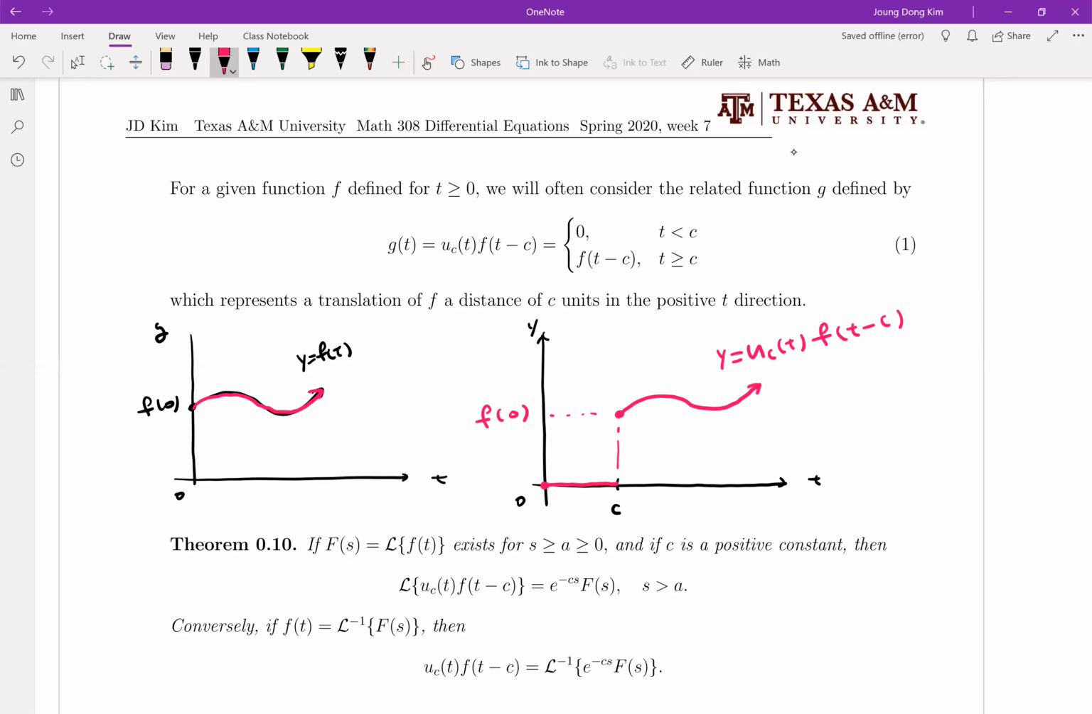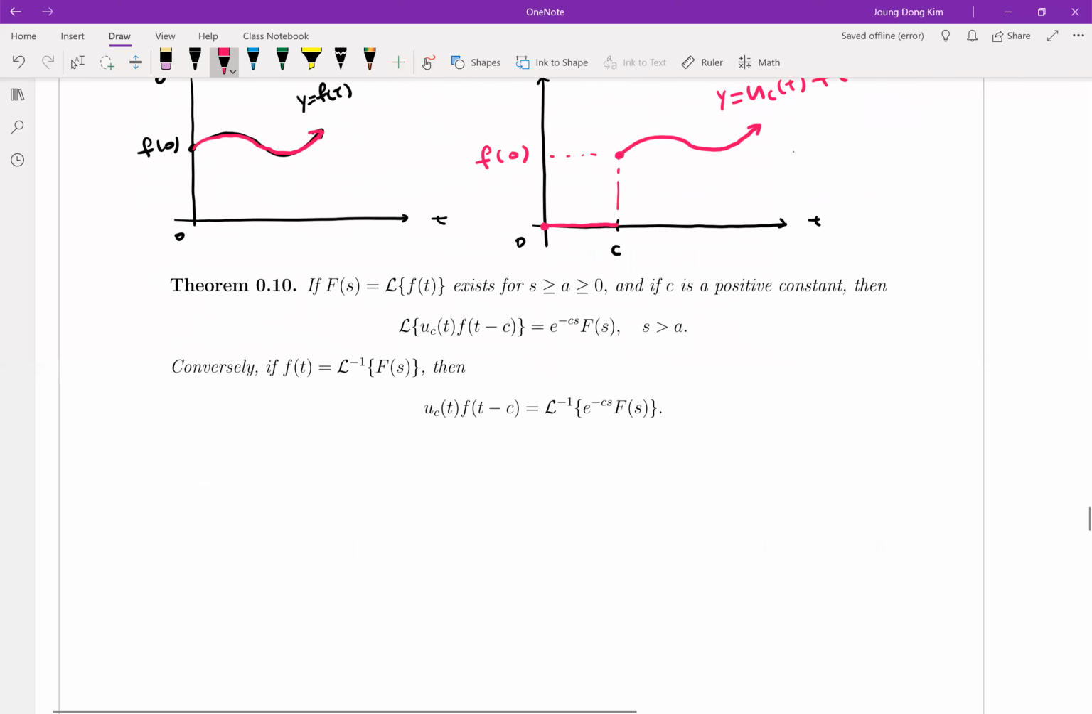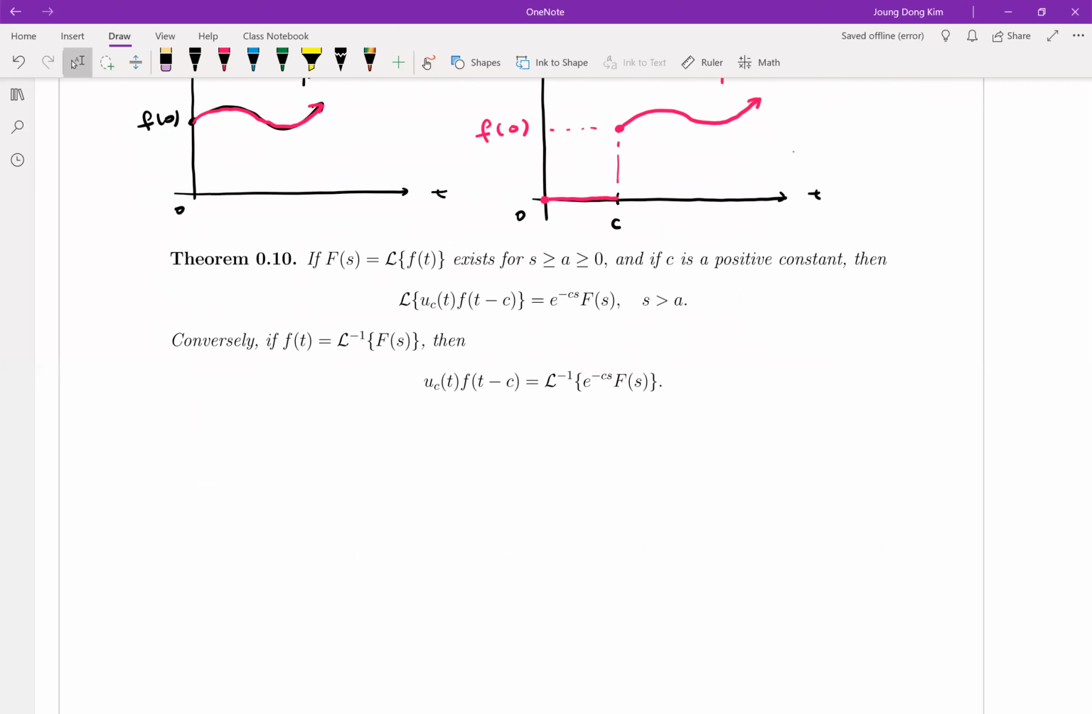With this one, we could have a really important theorem, which is number 10. If F(s) is the Laplace transform of f(t), then the Laplace transform of the unit step function at c times f(t - c) is equal to e^(-cs) times F(s), where F(s) is the Laplace transform of function f(t).